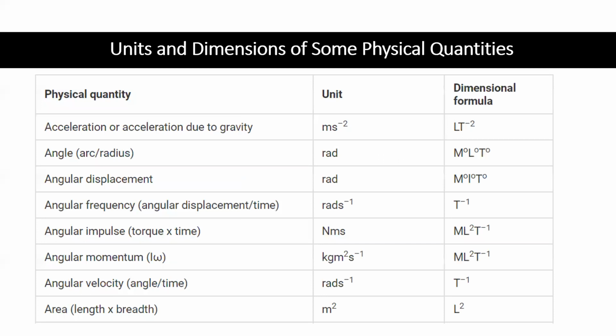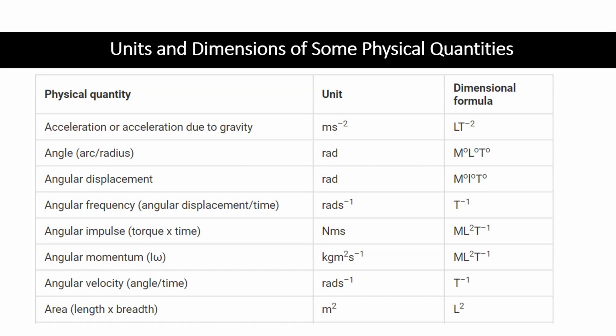So now let us see some of the units and dimensions of some physical quantities. So here we have the physical quantities, units, and their dimensional formula. So first of all, acceleration. Acceleration or acceleration due to gravity. You remember acceleration due to gravity? You learned in the chapter gravitation, and it is expressed by the letter g. On the surface of Earth, it has a constant value 9.8. So both acceleration and acceleration due to gravity have the same unit and same dimensional formula, because both are acceleration.